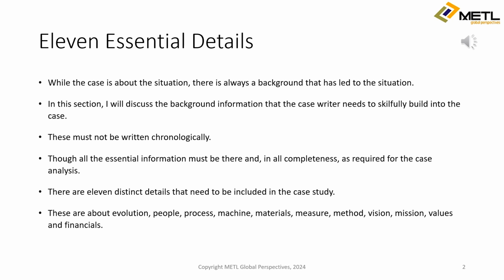There are 11 distinct details that need to be included in the body of the case study. These are about evolution, people, process, machines, materials, measure, method, vision, mission, values, and financials. Now that's quite a handful. I will walk you through every bit of it so that you understand how much of it has to be there in the body of the case, and in case it is relevant but not really finding its place in the body of the case, then it should be placed in the appendix.